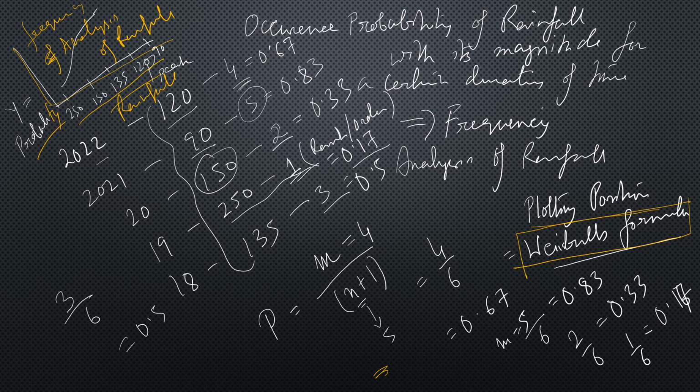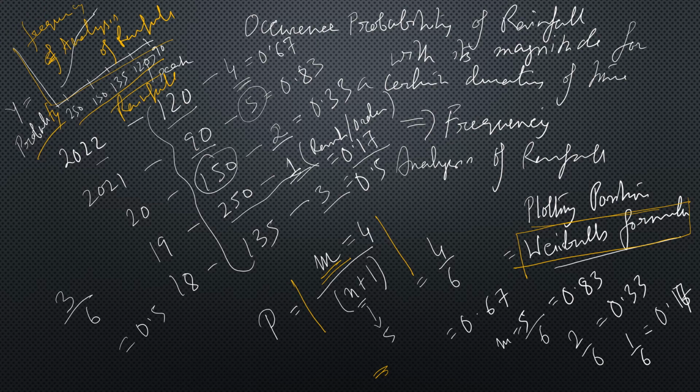So you see that this is pretty easy. You will be given a set of rainfall for the last 10 years, 5 years, 6 years, whatever it may be. First step will be to arrange them in the descending order of magnitude. When you arrange them, the highest rainfall will have the best rank, and the lowest rainfall will have the least rank. After that, just use this formula m by n plus 1, where m is the rank, or we also say it as order of the rainfall.